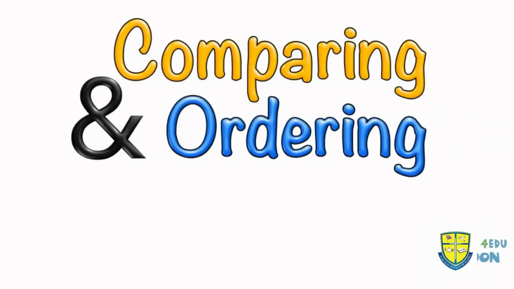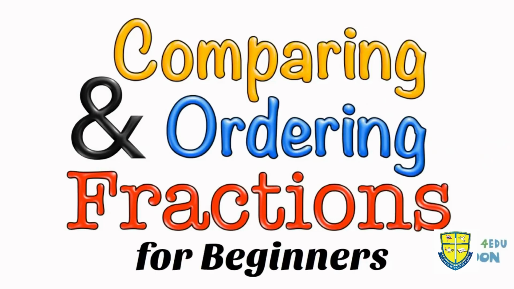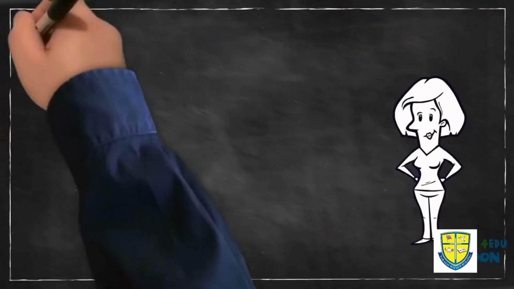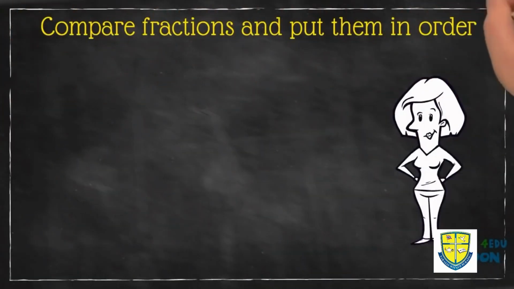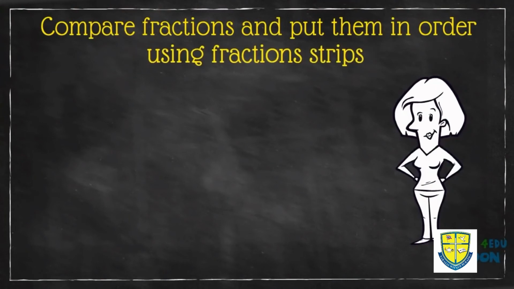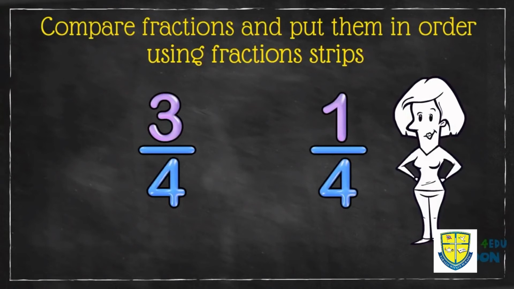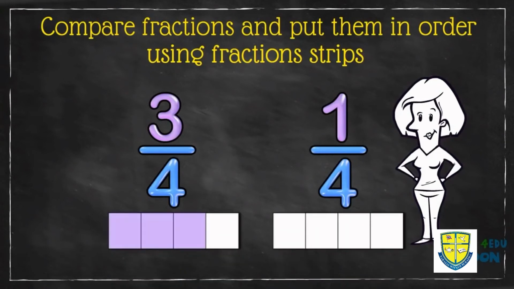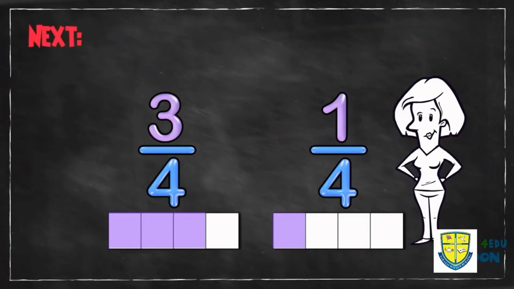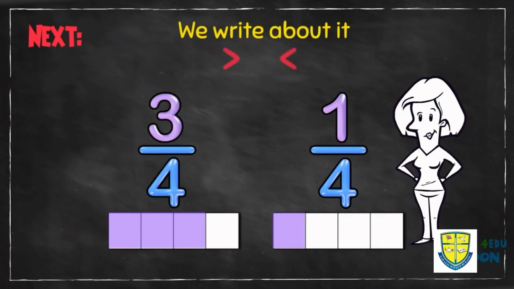Comparing and ordering fractions for beginners. We can compare fractions and put them in order using fraction strips. Here's 3/4 and 1/4. And here's an illustration of those fractions using fraction strips. You can see straight away that 3/4 is the greatest fraction. Next, we write about that using the greater than or less than signs.